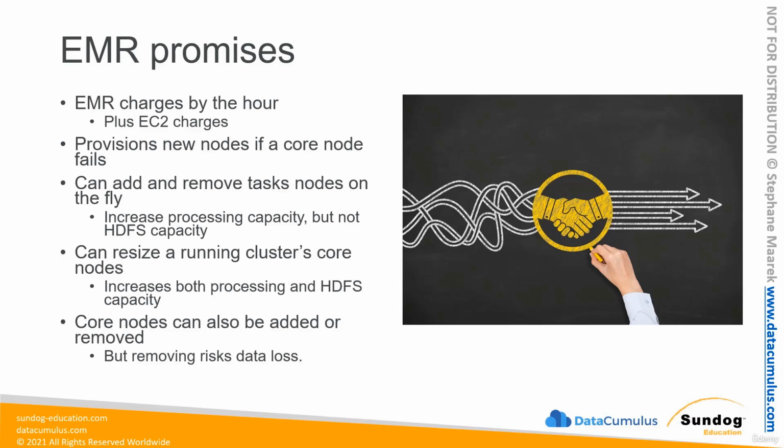Again, just to recap here, generally speaking, if you need a temporary increase in processing capacity, adding task nodes is a good way to do that. If you do need to add storage capacity as well on HDFS, you can resize a core node. You can also add and remove core nodes on the fly, just like you can with task nodes, but a little bit more risk with data loss if you're doing that on core nodes versus task nodes.